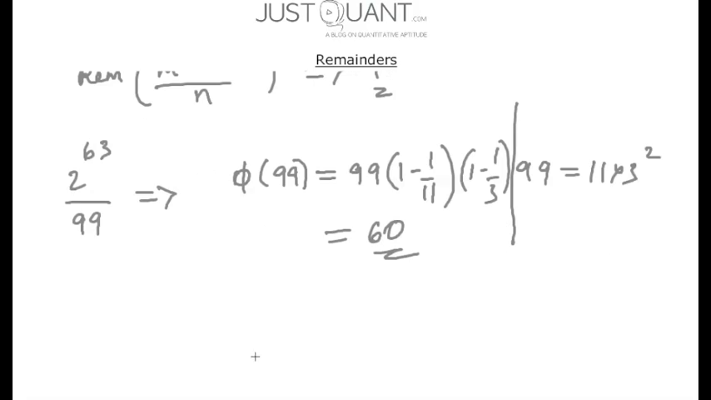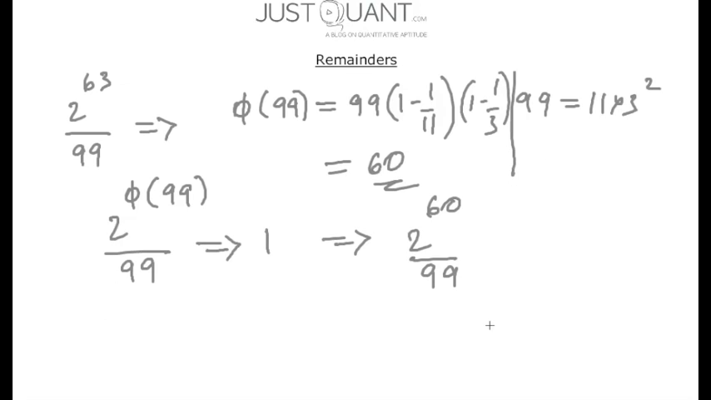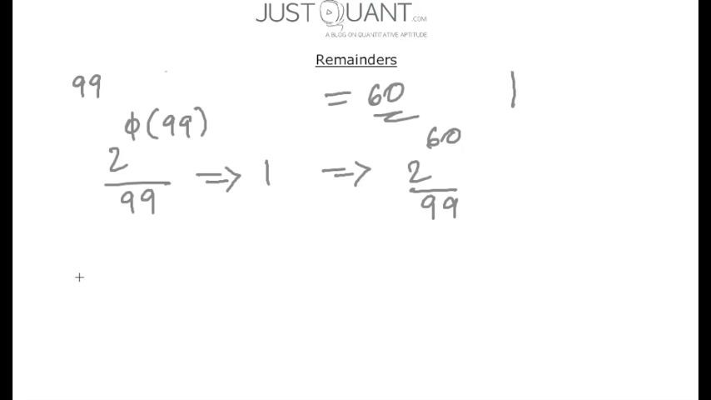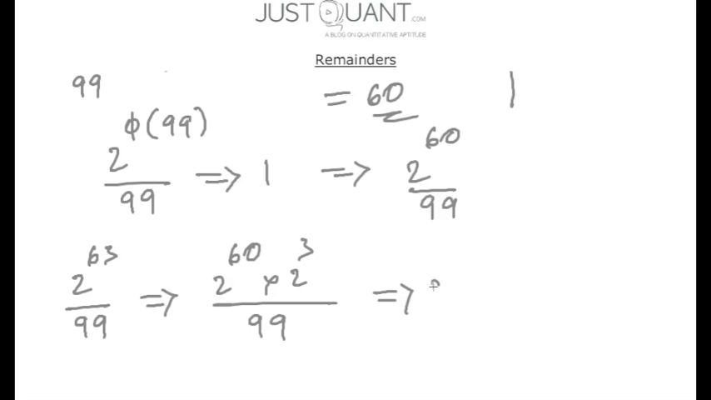So as per Euler's theorem, 2 to the power of phi of 99 when divided by 99 gives us a remainder 1. That is, 2 to the power of 60 when divided by 99 gives us a remainder 1. So I'll write 2 to the power of 63 by 99 as 2 to the power of 60 by 99 into 2 to the power of 3. We know that 2 to the power of 60 when divided by 99 gives us a remainder 1. Hence, the remainder is 8.